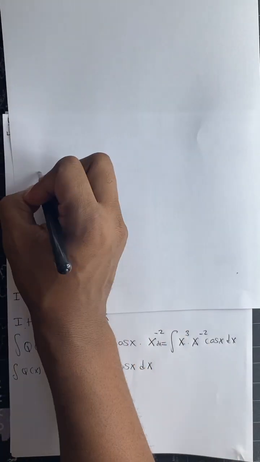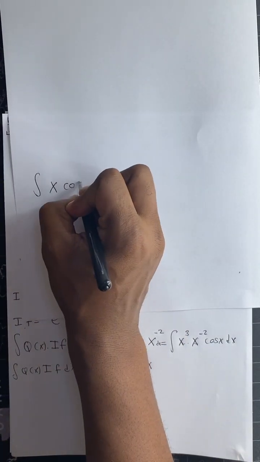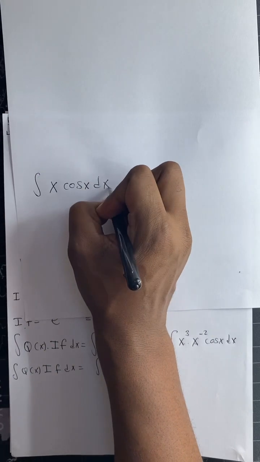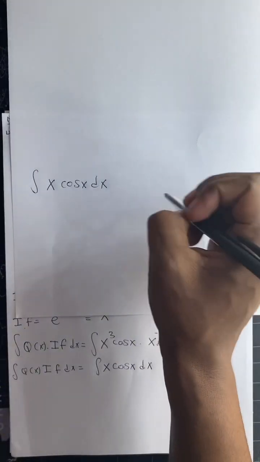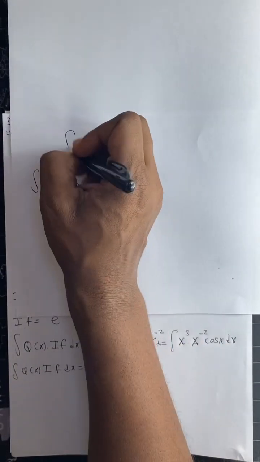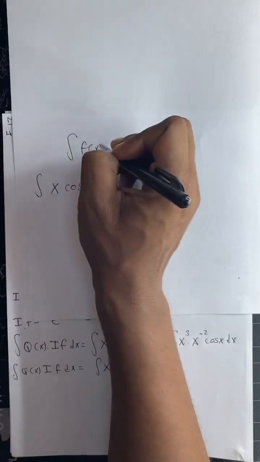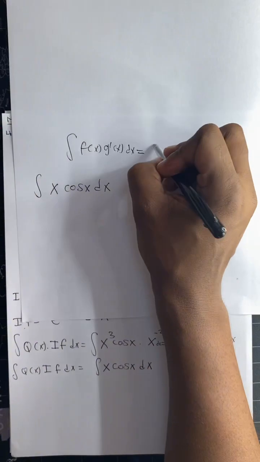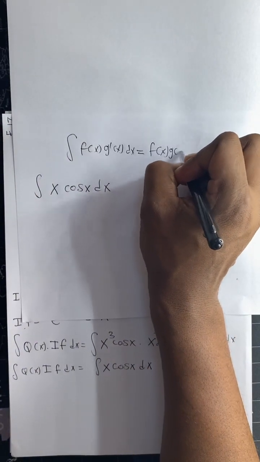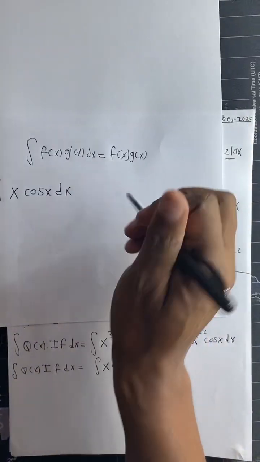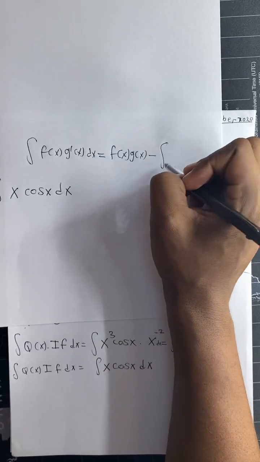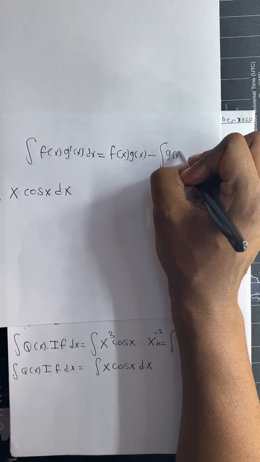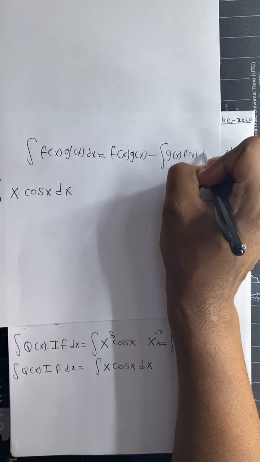So the integral of x cos x dx using integration by parts. The formula for integration by parts, we have the integral of f of x g prime of x dx is equal to f of x multiplied by g of x, the product of the original functions, minus the integral of g of x f prime of x dx.